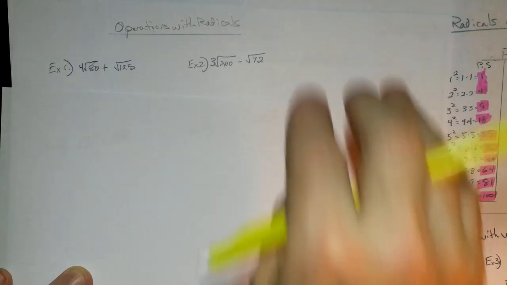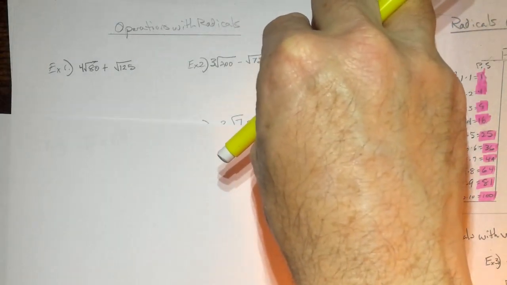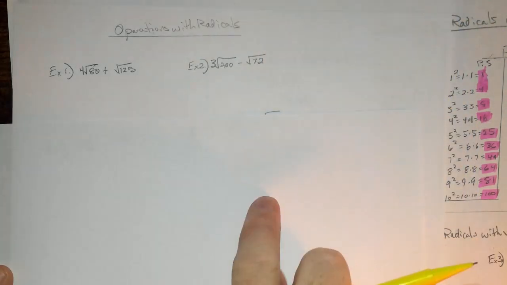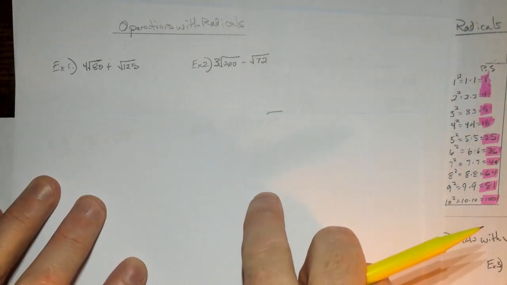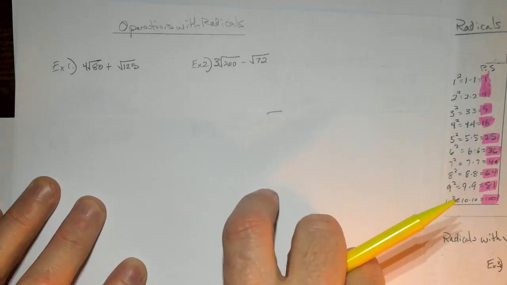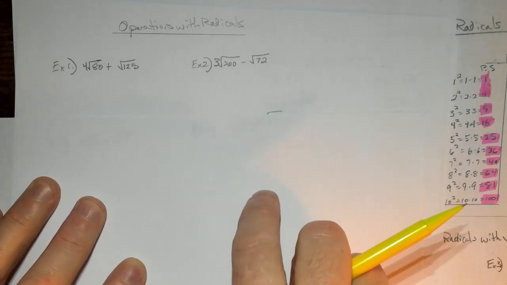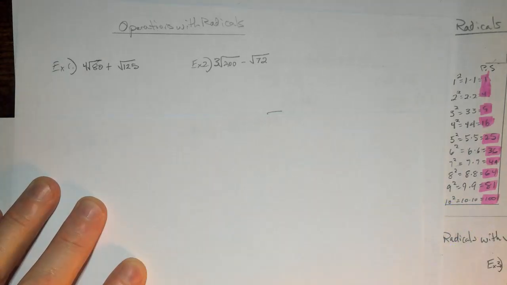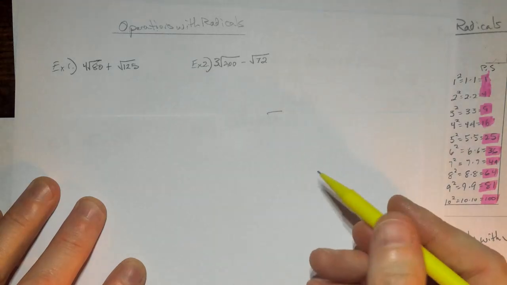Alright, so we're going to look at some operations with radicals right now. I have 4 examples to go through. One's addition, one's subtraction, and 2 are multiplication. Division we'll look at in a different video just because it's got some uniqueness to it.